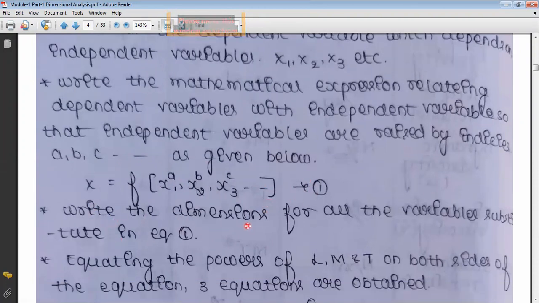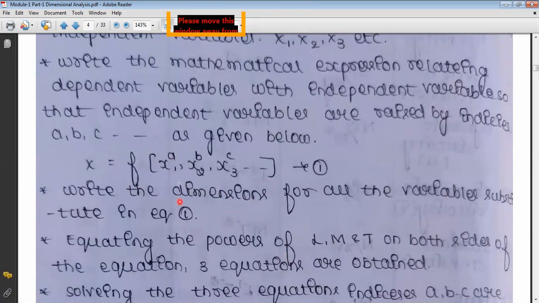Now you write the dimensions of all the variables, even the dependent variable on the left hand side. Similarly, for the independent variables also, you write the dimensions. After writing the dimensions on both sides, you have to equate the powers of M, L and T on both sides. You'll get 3 equations. Clear? So you compare the powers of L, M and T, because in the dimension, any physical quantity or fundamental quantity will have different dimensions. The powers of the dimensions will be equated on both sides.